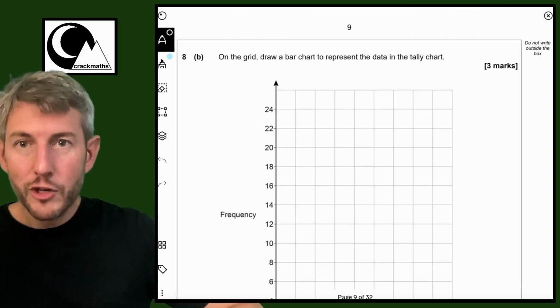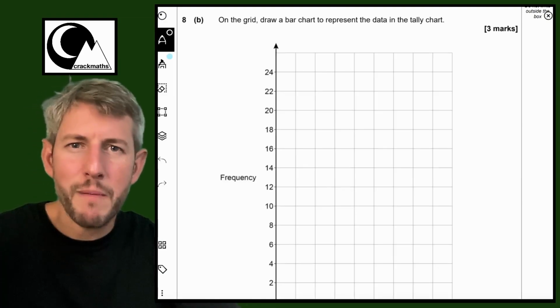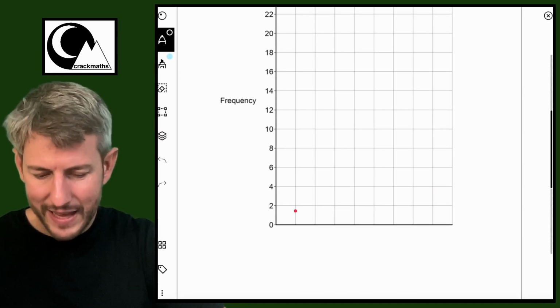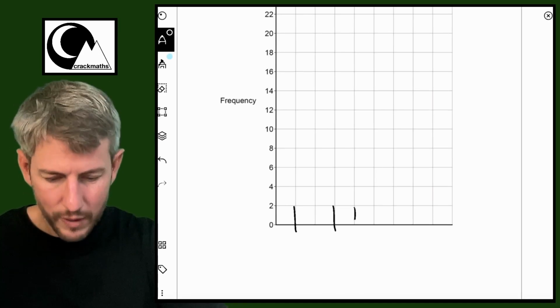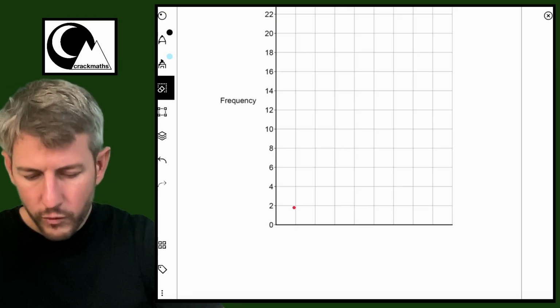Okay, right. Let's have a look at the next part. On the grid, draw a bar chart to represent the tally chart. Okay, right. So let's do it. Let's have, I don't know, we can have 2, 1. Will that work if I have bars like that? No, that's too wide. Let's go for 1 wide then.